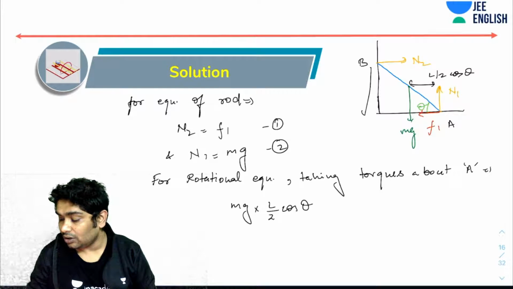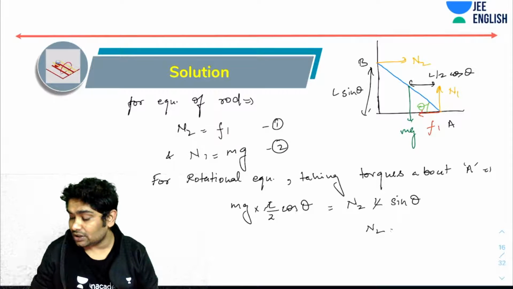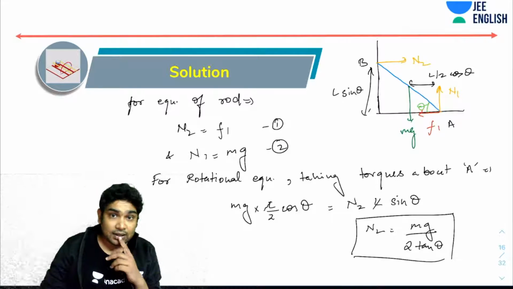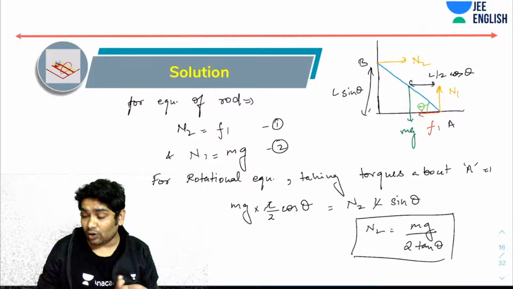And this would be L sine theta. So it should be equal to N2 times L sine theta. Right? So L gets cancelled. And what I have is N2 equals mg by 2 tan theta. The first thing that I will realize is that no matter what happens, N1 remains the same. If the rod has to remain in equilibrium, N1 is always equal to mg. Similarly, N2 is equal to F1.